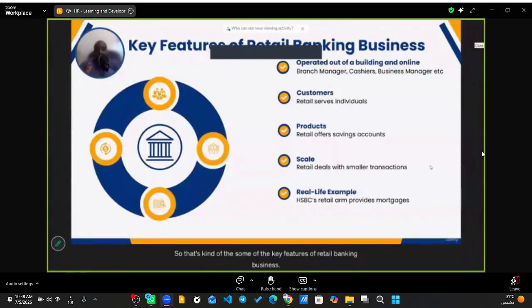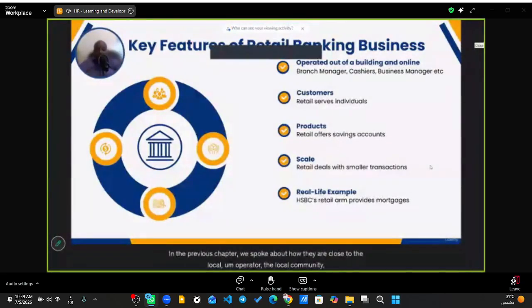So let's look at some of the key features of a retail banking business. They're usually branches or subsidiaries, or connected to a wider network of branches and subsidiaries reporting to a head office. They're sometimes operated out of a building and/or online. So effectively, they have a branch manager, cashiers, a counter, a business manager and other officials present in that branch who attend to the various needs of the customers.